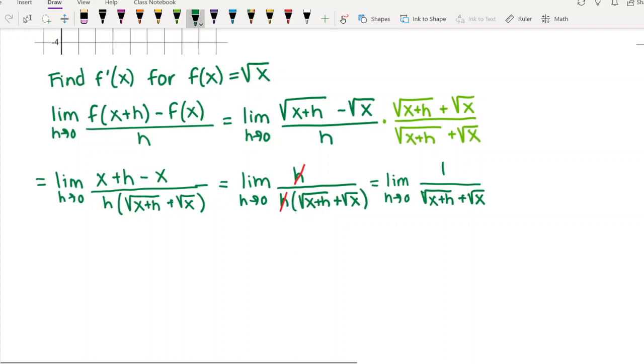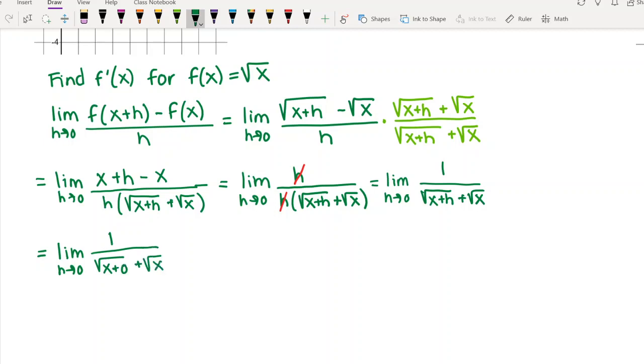And so now we can finally plug in 0 for h. So we have the limit as h approaches 0 of 1 over square root of x plus 0 plus square root of x. And sorry, I don't know why I wrote the limit part, we don't need it anymore, right? Because we already are plugging in 0. And so this is the same as 1 over square root of x plus square root of x.